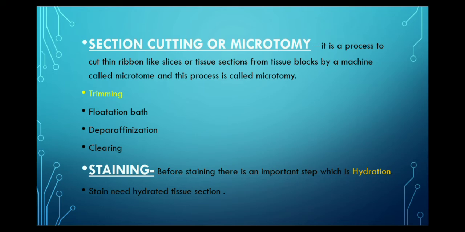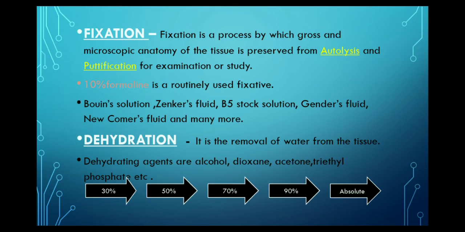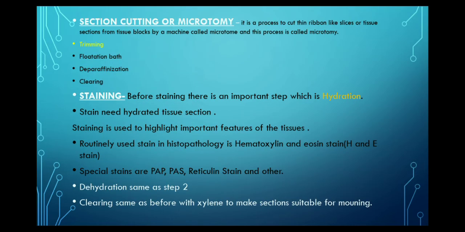In the dehydration step, as you can see, we used increasing grade or concentration of alcohol, but in hydration we use its opposite. Now we use higher to lower concentration of alcohol, and lastly distilled water. So the steps are 90% alcohol, then 70% alcohol, then 50% alcohol, then 30% alcohol, then distilled water. And then after the hydration step, we do our staining.